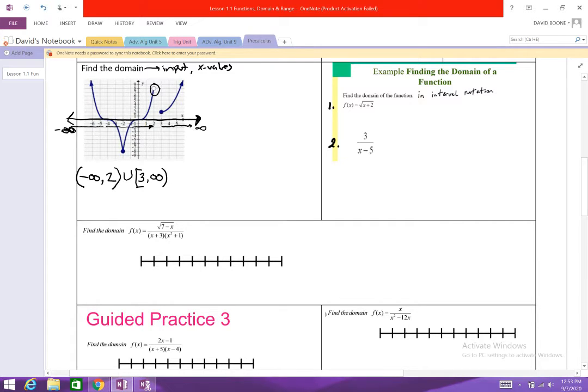All right. So a key point: when you see open circles, you'll be using parentheses, one of those depending on which way you're approaching it from. If it's a closed circle, that's when you'll use brackets.